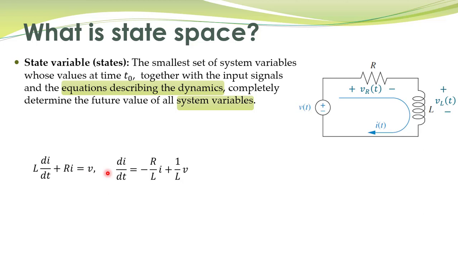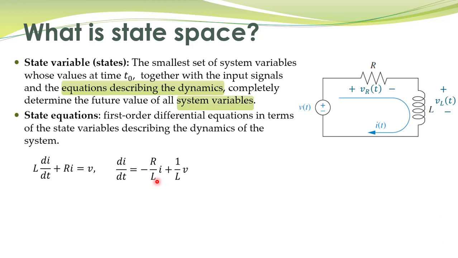We can also rewrite this equation in this particular form. Simply bring this term to the right hand side and divide the entire equation by L. So di/dt is equal to minus R/L I plus 1/L V. This is a dynamic equation, and it describes the system, and this dynamic equation is called the state equation. What is a state equation? A state equation is a first order differential equation in terms of the state variables describing the dynamics of the system. State equation is a dynamic equation which is written in terms of system variables.